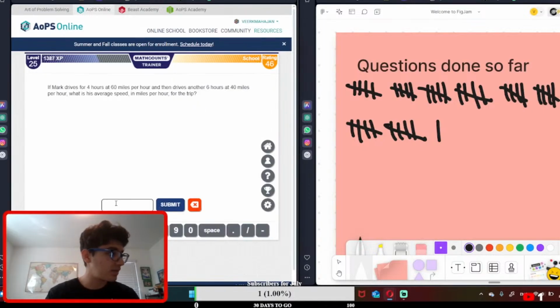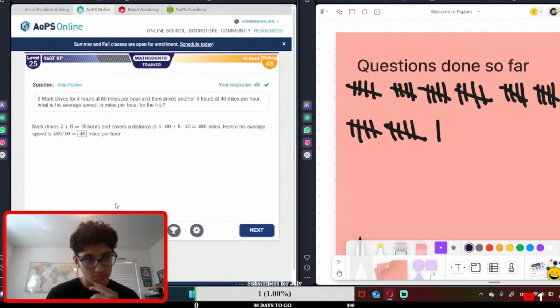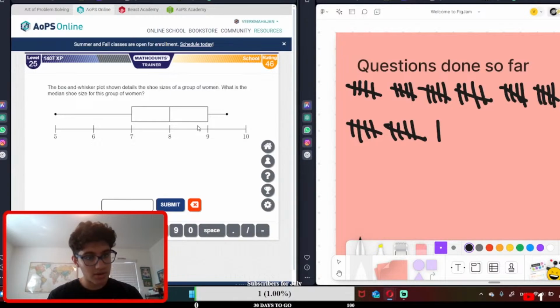If Mark drives for 4 hours at 60 miles per hour and then drives another 6 hours at 40 miles per hour, so the distance he's doing is the same, right? It'll be 240 miles in both cases. So he's done 480 miles in 10 hours. So it'll be 48 miles per hour. This box and whisker plot shows the shoe sizes of a group of women. What is the median shoe size for this group of women? Median is just 8, right?